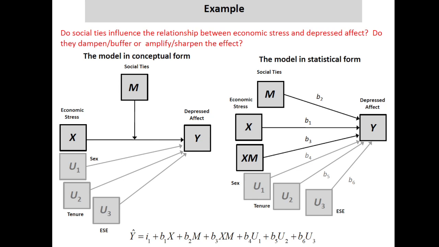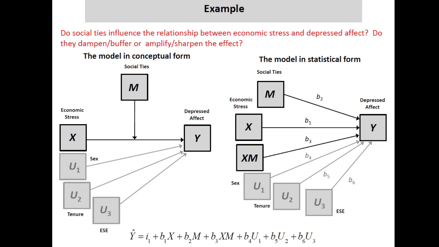Three variables from our original data set. I've changed some of my labels around relative to what you'll see later. I'm still calling economic stress x. Now I'm calling depressed affect y. Before we were calling that m. And now I've got another variable I'm calling m. That's the social ties variable. That's the strength of their social networks, business-related social networks.